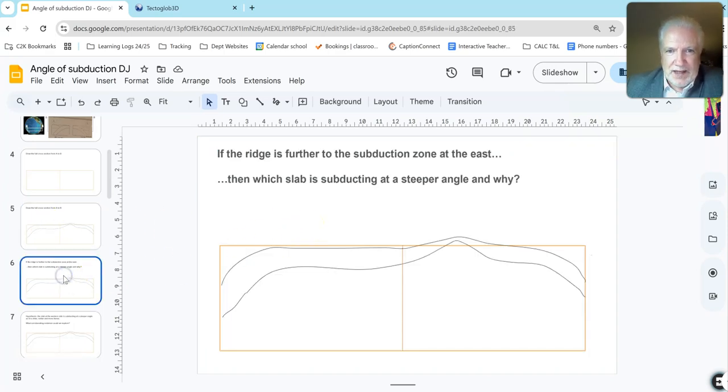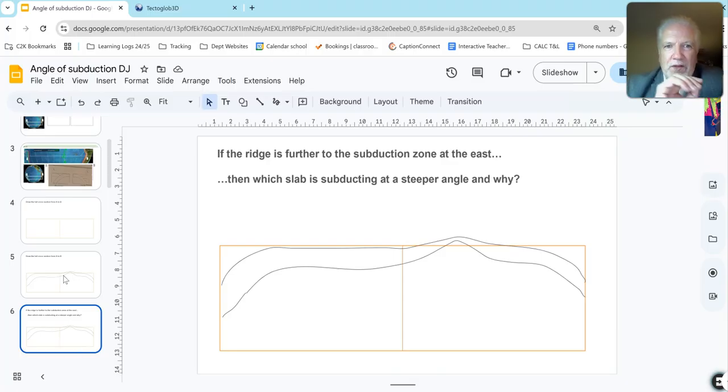But here came the next question. If the ridge is further to the subduction zone in the east, it's closer to this one than over here, then which slab is subducting at a steeper angle and why? We've moved from simple observation and problem solving to connected problem solving because they had to bring together quite a lot of information from their prior knowledge in order to use this to solve it. And I was delighted when they all got the right answer. I wonder, can you figure it out?